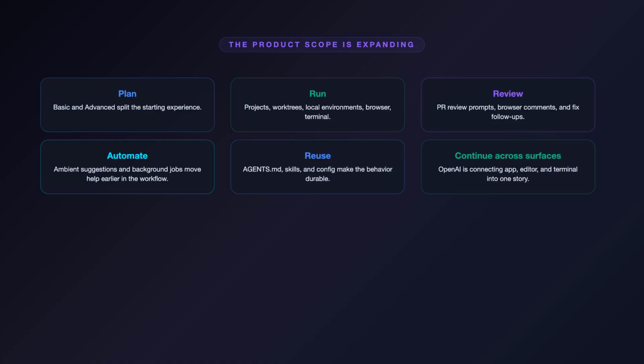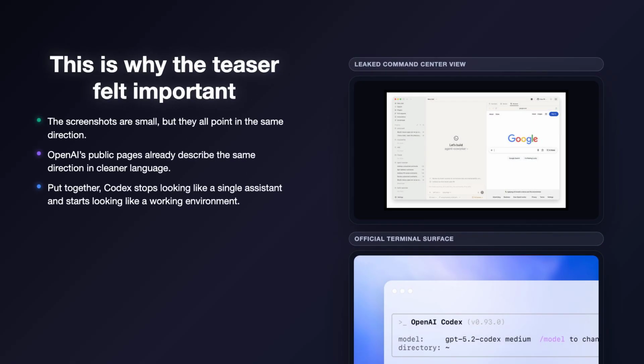The basic mode lowers the entry barrier. The advanced mode makes room for serious coding workflows. The browser and review panels shrink the gap between writing and checking. And ambient suggestions push Codex toward being continuously useful even before you type. That combination is what makes the tweet feel important. It is not just a redesign. It looks like OpenAI is packaging Codex as a real operating environment for software teams.